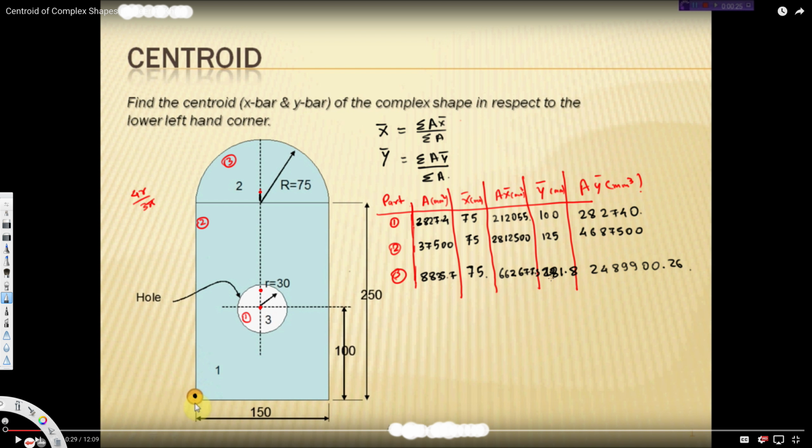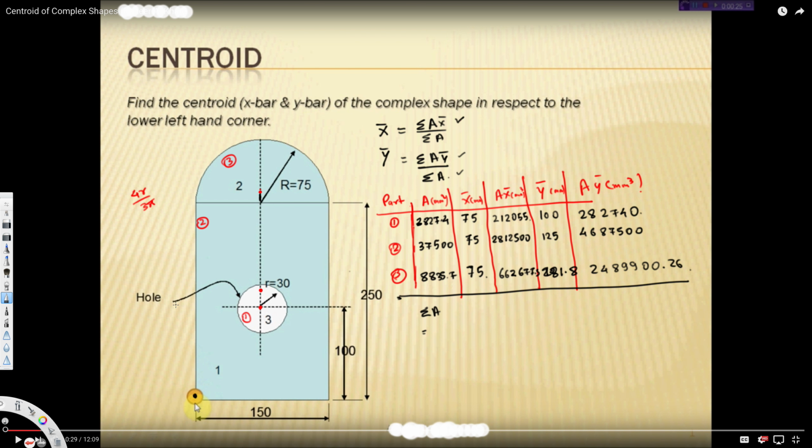Now we have all the values right here. Now we need A x bar, A y bar, and sigma A to calculate this x bar and the y bar. That's the main purpose, because this is what is going to give the centroid of this object, right? So in this case, let's calculate all these values. So sigma A is going to be equal to, if you add them all together, and before you add that, you have to be careful.